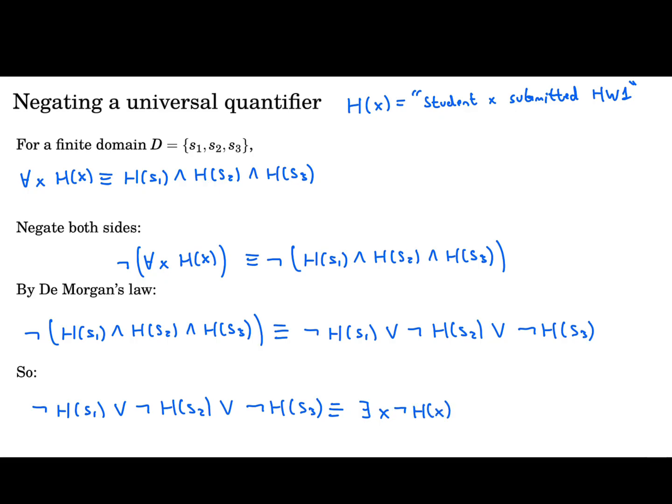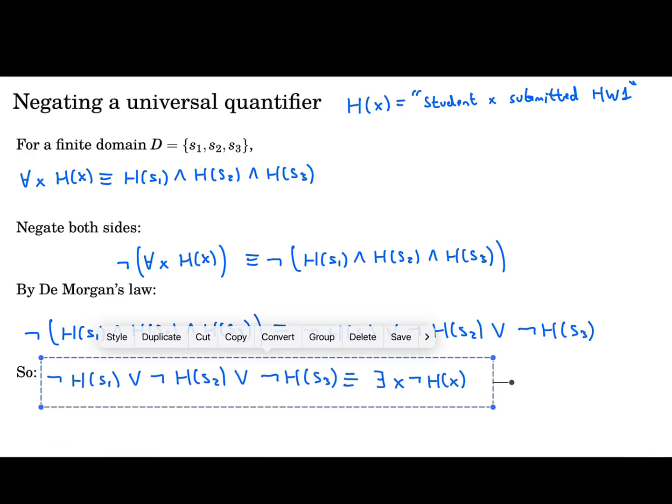So if student 1 didn't do it, or student 2 didn't do the homework, or student 3 didn't do the homework, then it has to be the case that at least one of these is true. So there has to be at least one of them, there exists an x such that they didn't do the homework, right? And so that's how we get our negation.